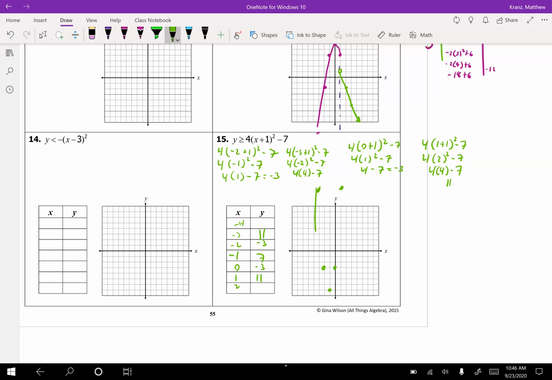So this is what this one is going to look like. And the reason I'm doing it like this, if you notice, this is not an equal sign. It's greater than or equal, so it gets that solid line. Now, if it's greater than, it just means that it's inside the parabola, on top. If it was less than, it would be outside the parabola, when a parabola is facing up like that.